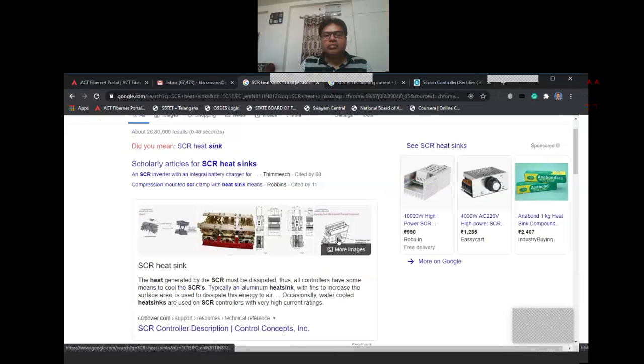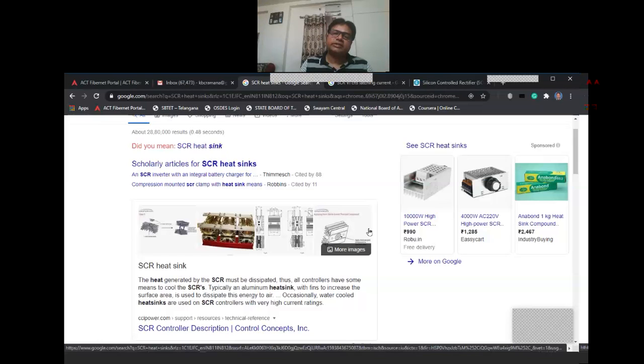This is one of the most commonly used heat sinks, made up of aluminum in probably 99% of cases. The threaded stud of the SCR will be fixed into this hole of the heatsink and to the electronic circuit.